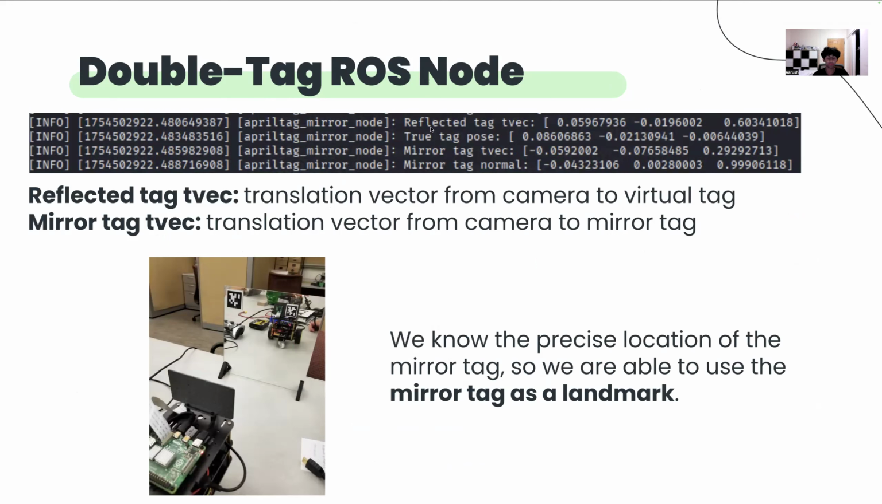So from this, we can also see from the picture shown as we did the project. And there's an AprilTag on the mirror and one on the robot. The robot can use this to identify itself and estimate its position by looking at the two AprilTags. Since we know the precise location of the mirror tag on the mirror, we are able to use the mirror tag as a landmark for SLAM to navigate around, which is very useful, as now it eliminated the challenge.